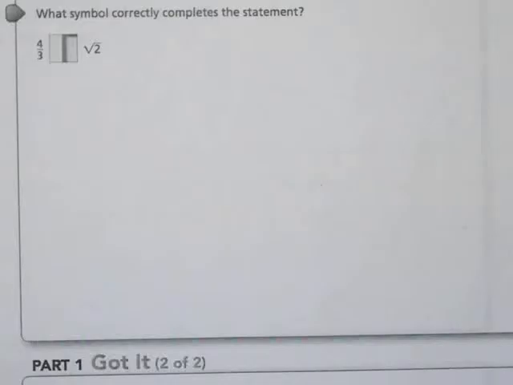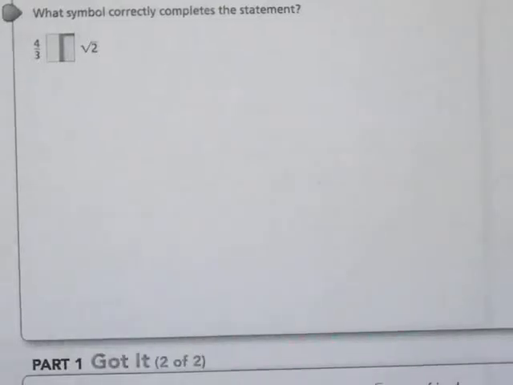The first question we're looking at is, what symbol correctly completes the statement 4/3, blank, the square root of 2? Basically, we're trying to figure out which of these is larger, 4/3 or the square root of 2. Well, why don't we convert both of them to decimals? That's probably going to be the easiest way to figure out which of these comes first.